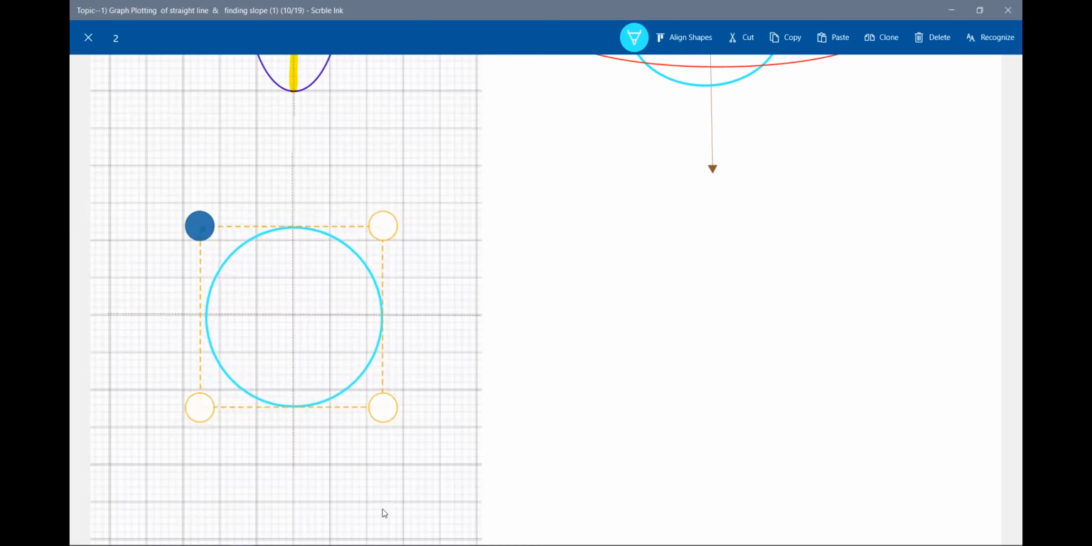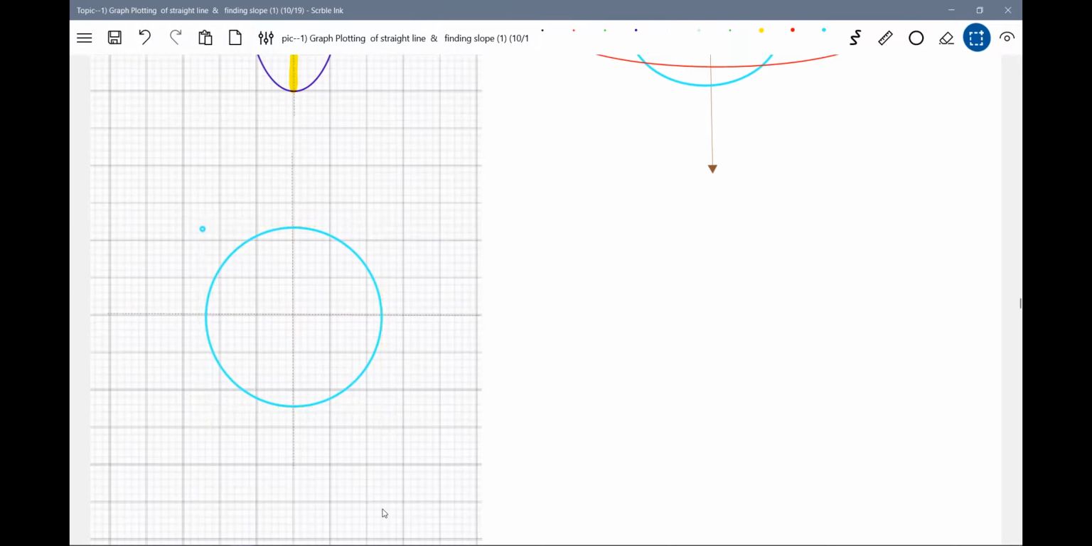Symmetrically located. 1, 2, 1, 2. So what is this? Here there's a y-axis, this x-axis. This will be the radius r. So what is the equation of the circle? x square plus y square equal to r square. Put x equal to 0, y will be r. What is the value of this r? Put y equal to 0, x will be r.